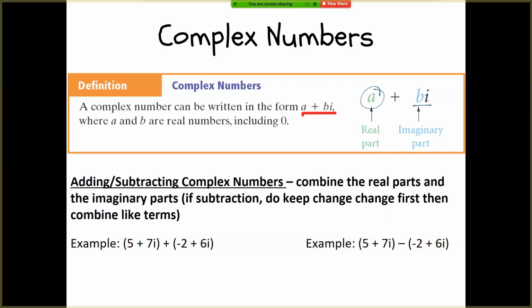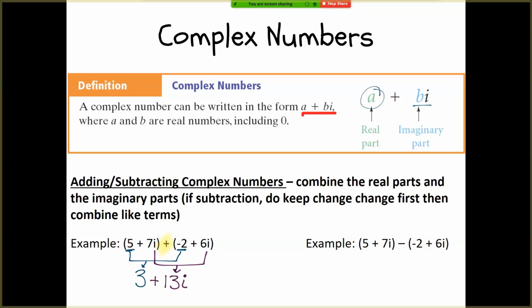So when I look at this first example down here at the bottom, we have 5 plus 7i plus, we're adding these two parentheses together, -2 plus 6i. So my real parts, since I'm adding, all I have to do is combine my like terms. So I have a 5 that's positive and a -2. So 5 minus 2 gives me 3. We're just putting those two together here. Then we're going to put the imaginary parts together. We've got a 7i and a 6i. They're both positive, so I'm going to take 7 plus 6 to get 13, and then I'm just bringing the i down with it.